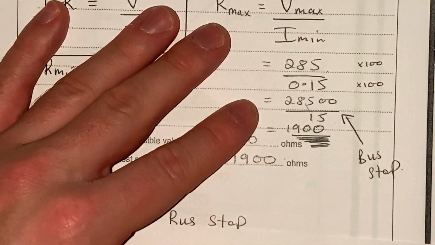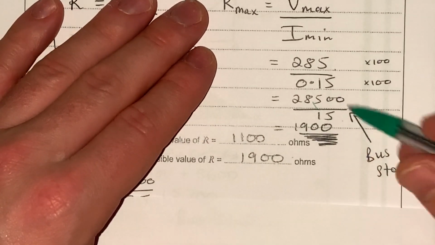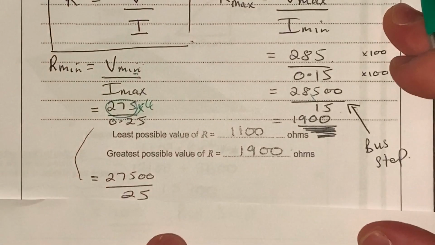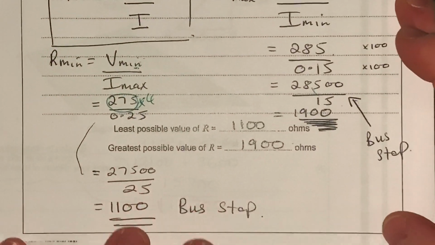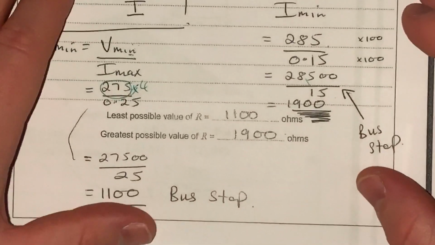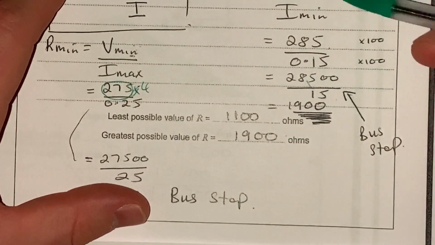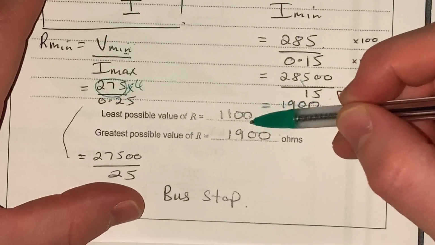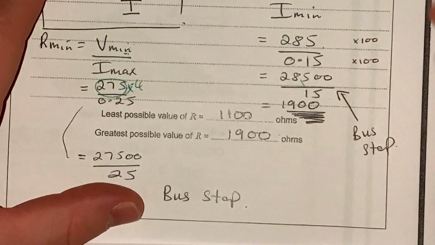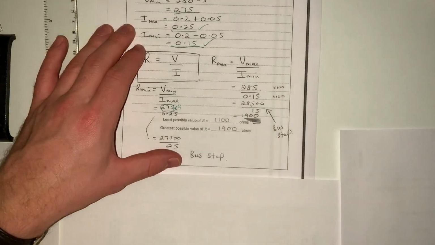So I've made a little note here saying you must use your bus stop. You're going to have to, guys, all right? I'm not going to spend time showing you it, but you're going to have to use your bus stop on both of these, or obviously Napier's bones. How many 15s go into that number? 1,900. So your least possible value is 1,100, and your greatest possible value is 1,900, okay?